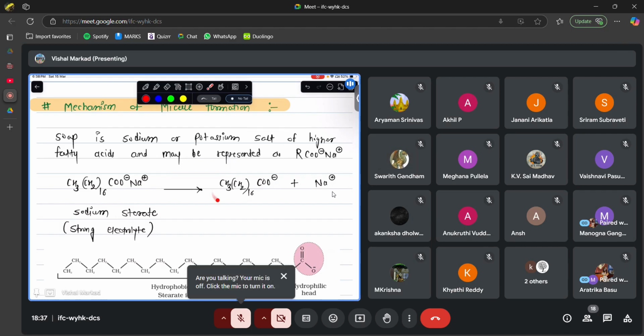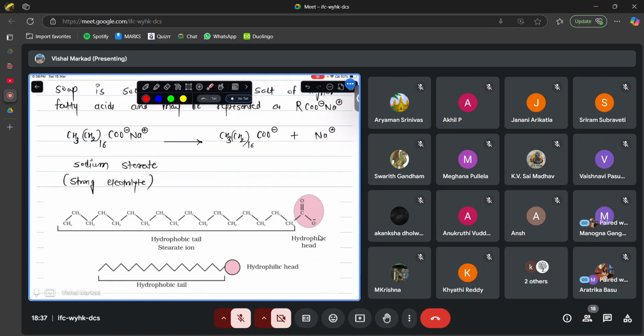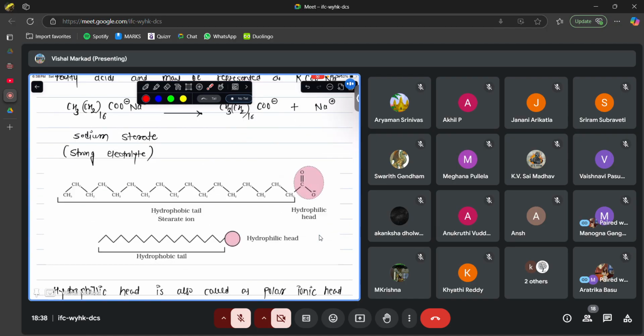Now if I take only this part, the other part is not of any use. We'll only talk about this part now. Look at it: we know carbon chains are the hydrophobic tail. Hydrophobic means not water loving.